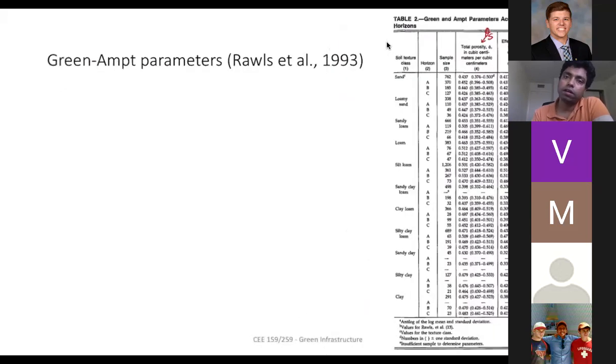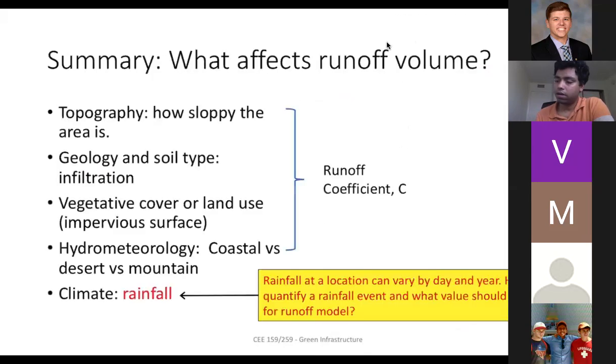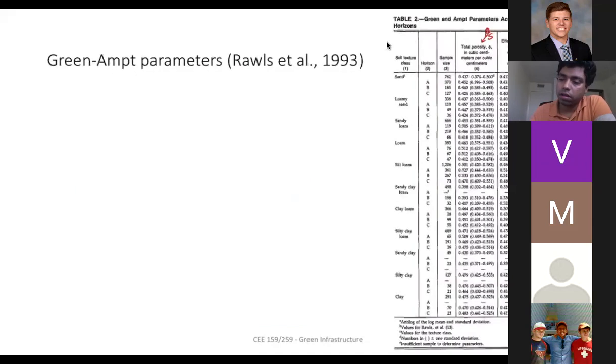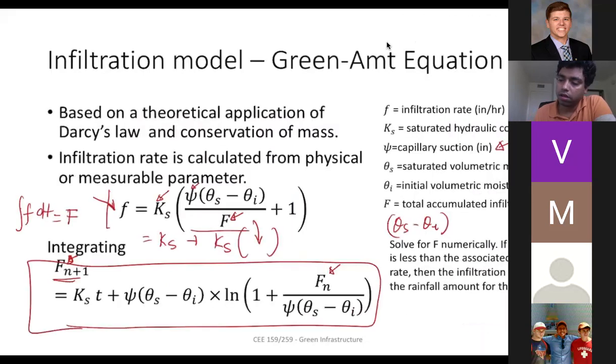Any questions? Yeah, I had a question really quick. So the Green-Ampt equation is better than the Horton equation just because it uses measurable values, right? It's something that you would use in the field instead of a theoretical equation.